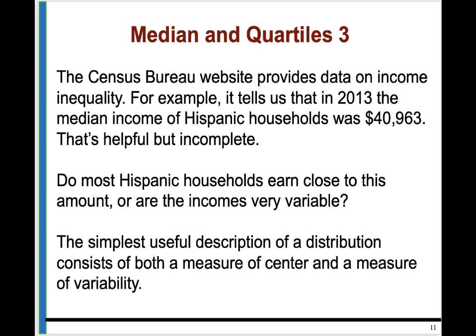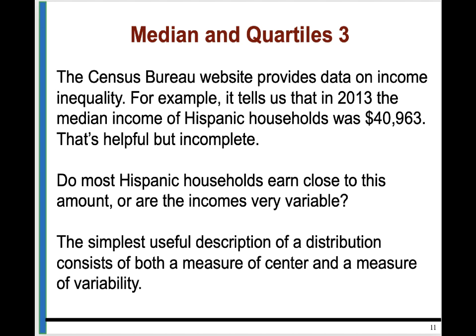Let's now look at another example to demonstrate how to calculate the quartiles. So the Census Bureau provides that data on income inequality, but you have to look at it in order to see where this income inequality is happening. We could look and see that in 2013, the median income of Hispanic households was $40,963. That's certainly helpful, but it doesn't tell us enough.